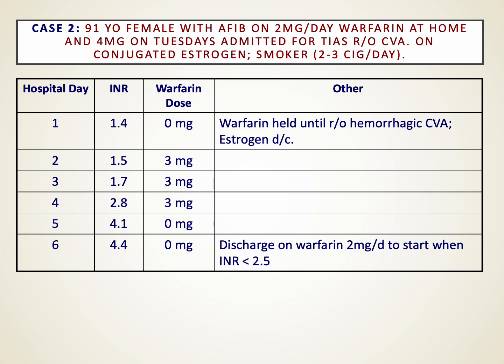So her INR is 1.4 at the start because she came in on Coumadin, but they held it because they wanted to rule out if she had a hemorrhagic stroke or not, and they stopped her estrogen. When they ruled out a stroke for her, they started Coumadin 3 a day, and lo and behold, 3 a day was too much for her. She jumped up by day 4 to 2.8. We should have known by day 4 her trajectory was such that she was going to run into trouble, and lo and behold, she did. If we'd given her less on day 4, we probably wouldn't have gone up to 4.1 or 4.4. So it's important for us to step back and look at that.